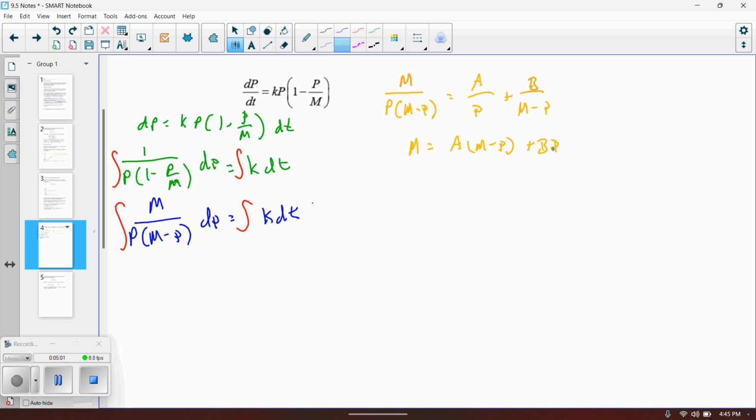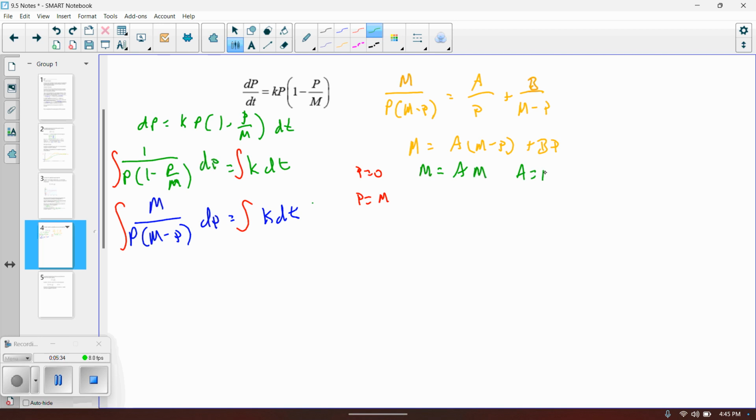So I'm going to pick p to be 0. I think that's an easy one to start with. And I'm also going to pick p to be m, because that's going to help us to find the values of a and b. Okay, so if p is 0, that's going to make the b times p go away, and that's going to give us m equals a times m. Solving for a, divide both sides by m, and we're going to get a equals 1.